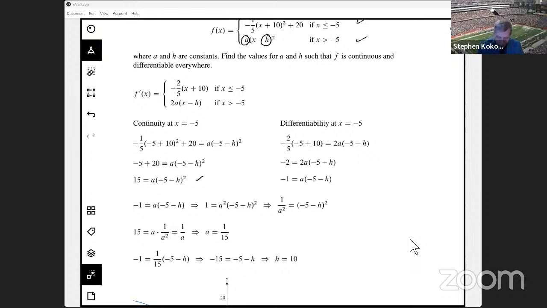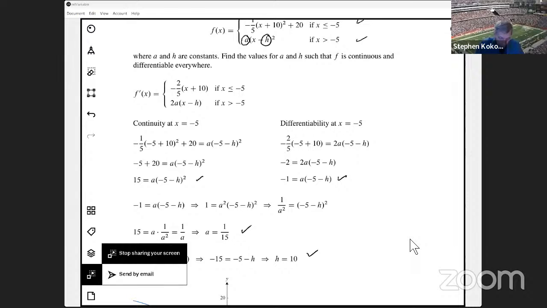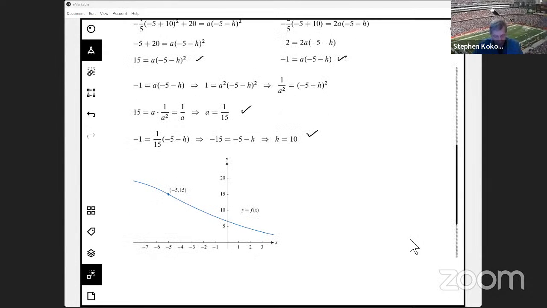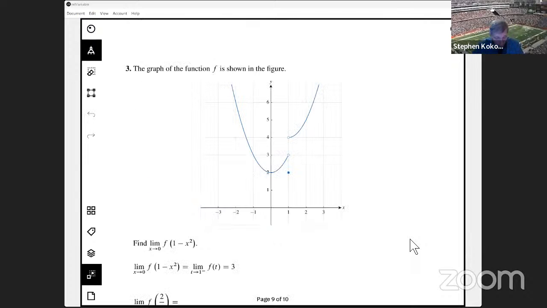I took the left-hand and the right-hand derivative and set those equal, and this is 2 equations and 2 unknowns. So I ought to be able to solve that, and I did. I found a value for a and a value for h. I graphed it with those values of a and h, and it does look continuous and differentiable at x equal -5. That's a good problem. Try that one tomorrow morning at 8 o'clock with your students. This was a good one too.